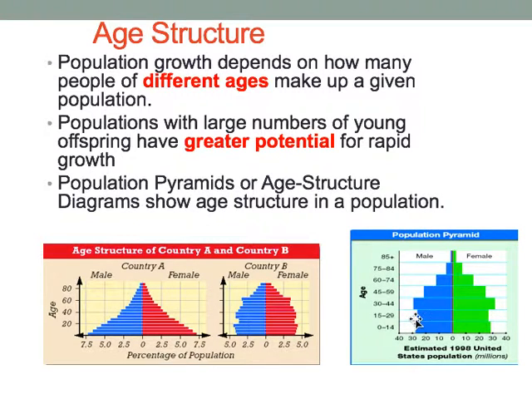This is a graph showing distribution in the United States. So we actually have much less population within a child age group than you would in an age structure of a developing nation here.